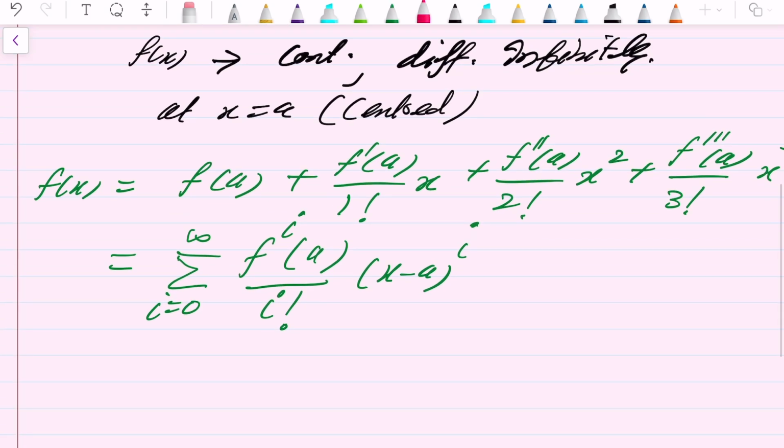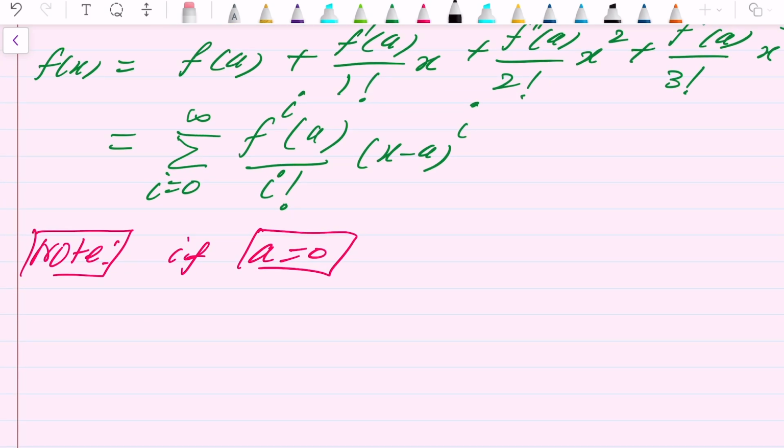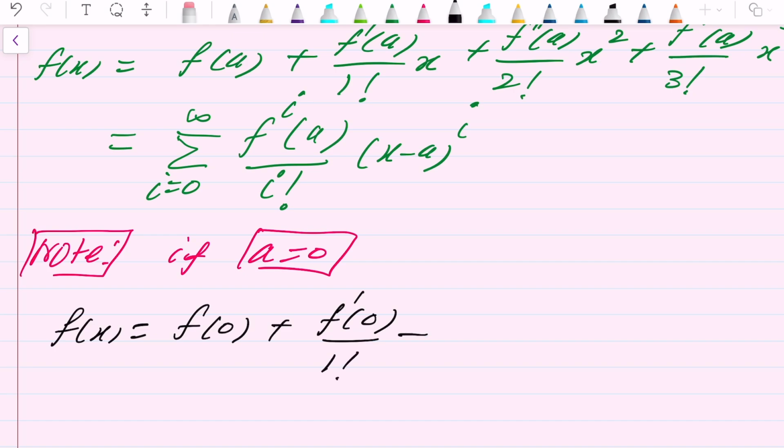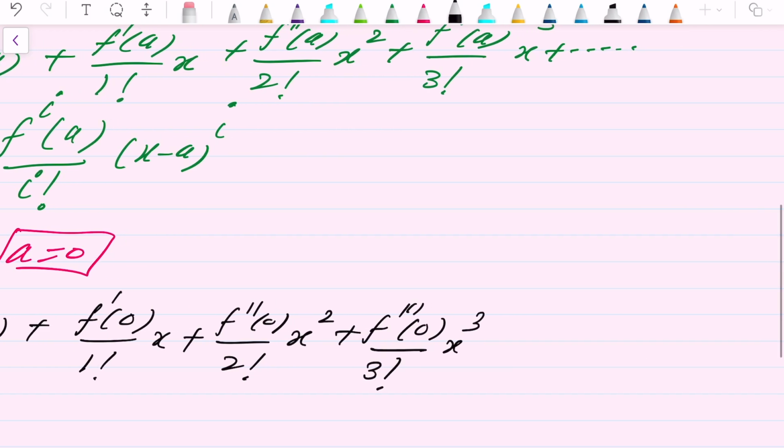Now note, what is Maclaurin series? If a is considered to be 0, then the Taylor series becomes Maclaurin series. So we can write f(x) equal to the value of the function at 0, plus the first derivative at 0 divided by 1 factorial times x, plus the double derivative at 0 by 2 factorial times x squared, plus the triple derivative at 0 divided by 3 factorial times x cubed, and so on.